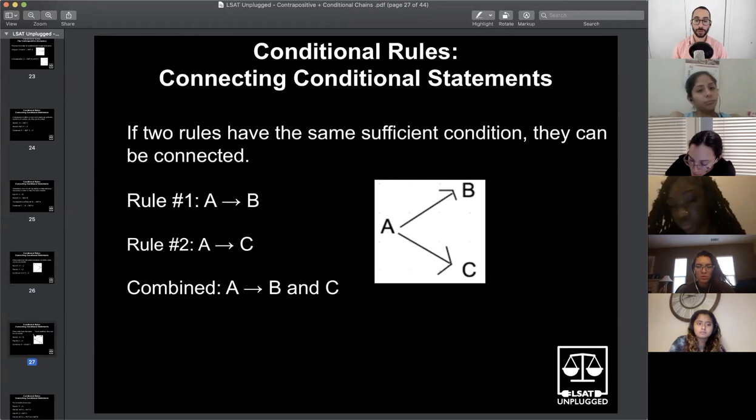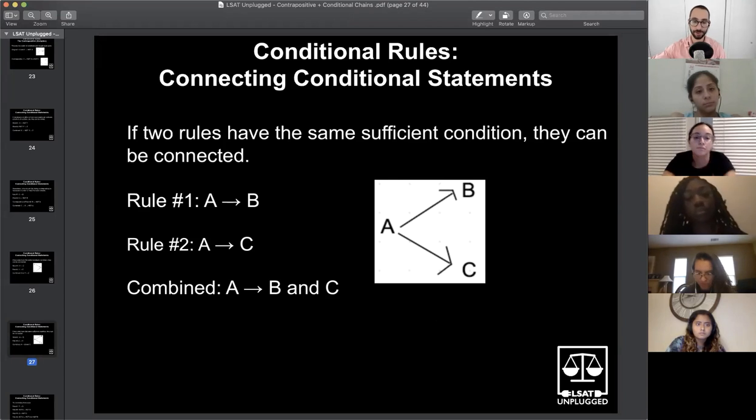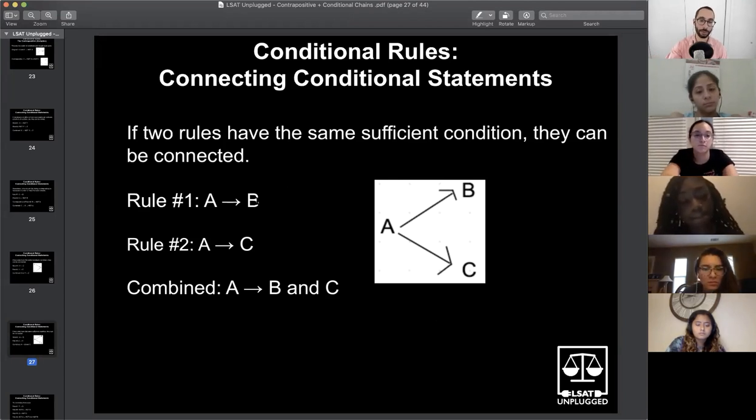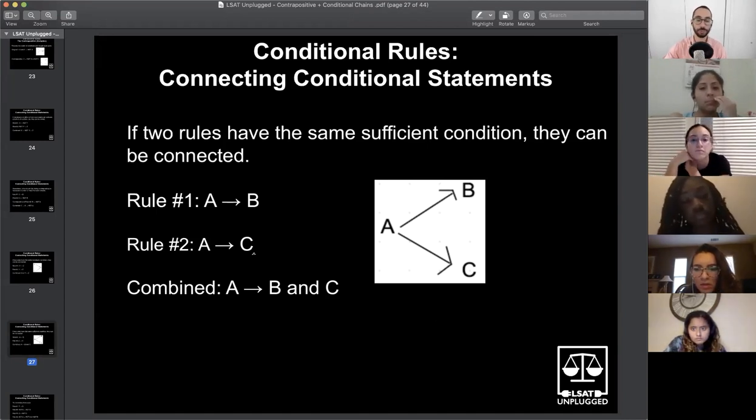Now also, again, a nice clean diagram, because in the necessary, A requires both B and C. You could list them separately. A requires B and A requires C, but I think it's better to link them together. If we've got the same sufficient condition, we can link them smoothly.